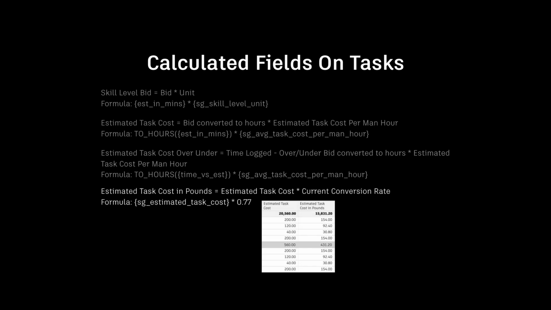And then, we wanted to see where we were going over budget and by what amount. So we took our time logged over under bid, converted that to hours, and then multiplied that by our estimated cost per man-hour. Lastly, we converted our estimated task cost from dollars to pounds by multiplying the estimated task cost by the conversion rate at the time.